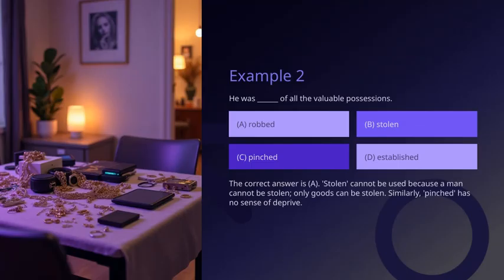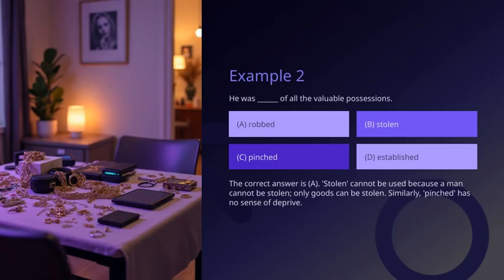Now let's look at example 2. The sentence is, "He was of all the valuable possessions." We have 4 options here: robbed, pinched, stolen, and established. The key point is understanding the correct verb to complete this sentence logically and grammatically. The correct answer is option A, robbed.